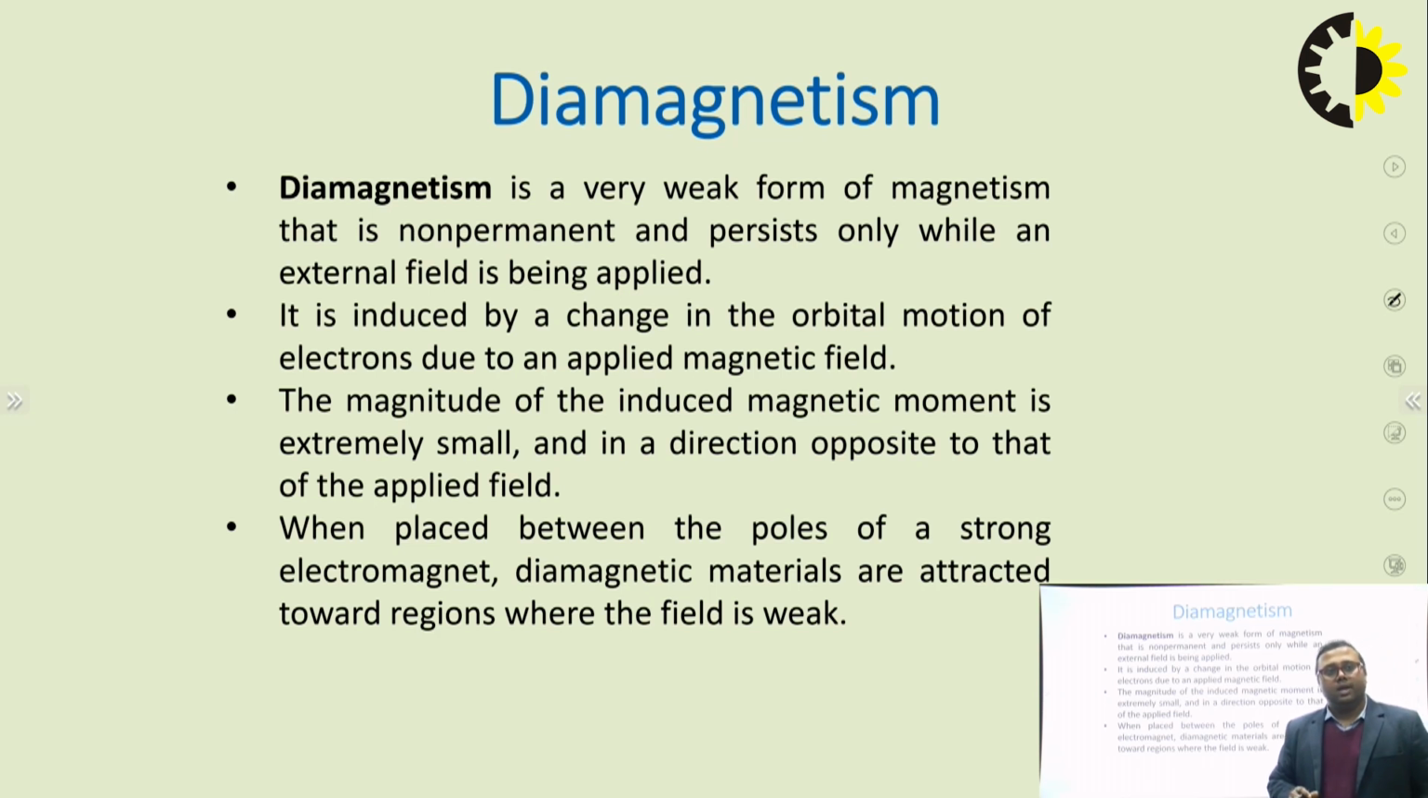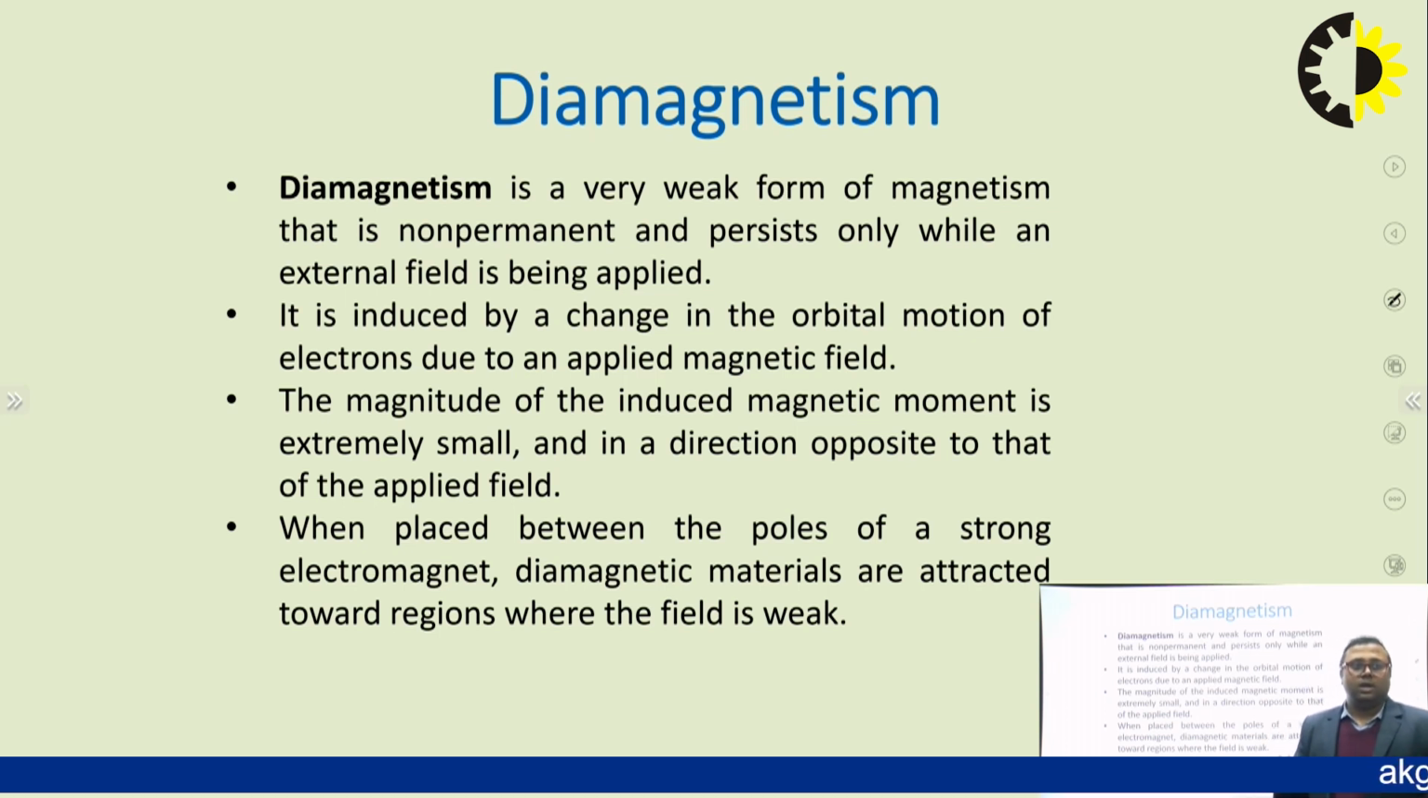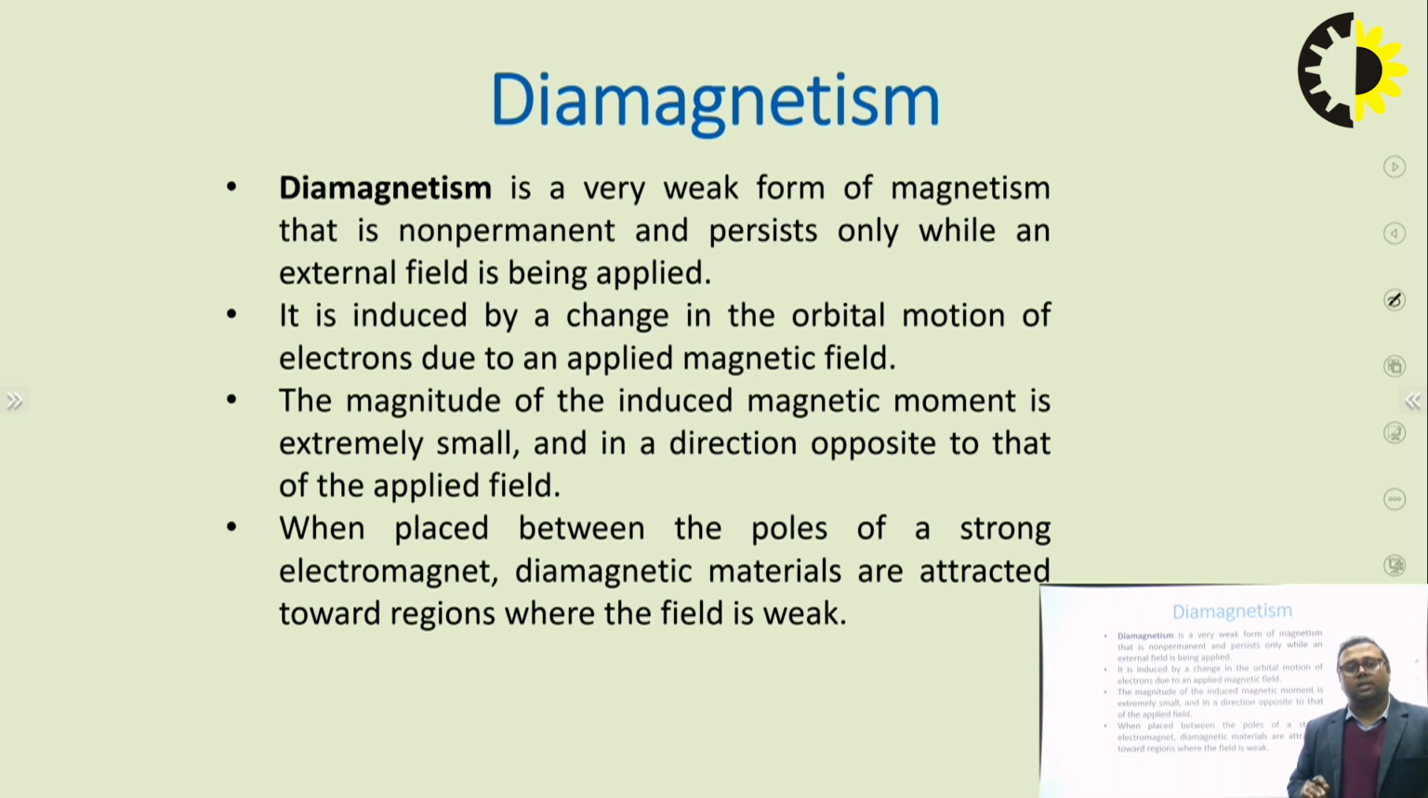Generally, every atom consists of electrons, and these electrons are randomly oriented. When an external field is applied, these randomly oriented electrons align opposite to the direction of the applied magnetic field, and the magnitude of this induced magnetic moment is extremely small, always in the direction opposite to that of the applied field. That's why the magnetism induced is of low value.